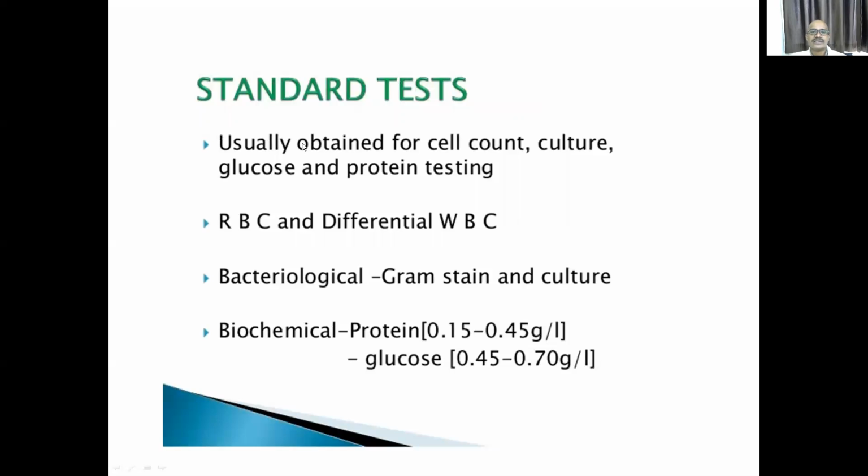The standard tests are the biochemistry tests, protein and glucose. Protein is 15 to 45 milligrams per deciliter. Glucose is 45 to 70 milligrams per deciliter. For microbiology, we send for the gram stain and the culture. And to the pathology department for the total count and the differential leukocyte count. These are the tests usually done on the CSF.